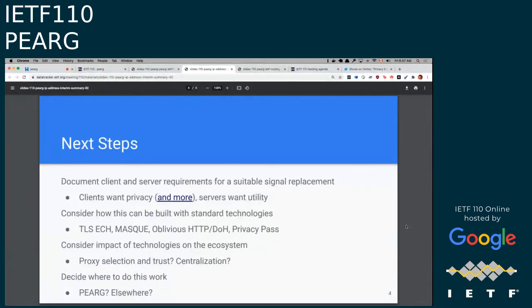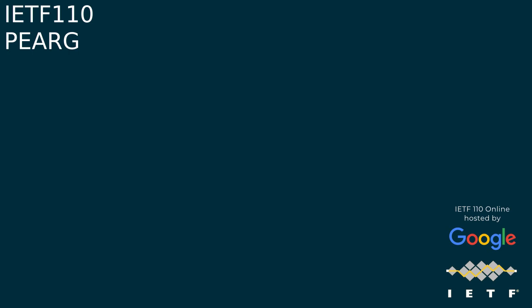If you're going to do something similar to Nat Catcher, how do clients actually pick proxies? How are they audited? How are they trusted? What are other aspects of centralization that we'd be concerned about? And perhaps also logistically speaking, we should decide where this work should take place, be it in PEARG or elsewhere. I have no strong opinions there. I think it's useful work, so it could probably happen anywhere. So with that, I'd like to just open the floor to discussion.